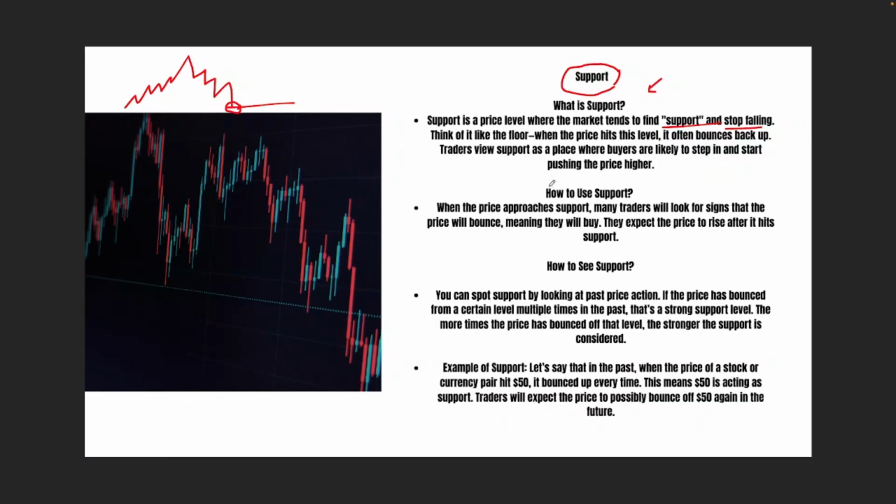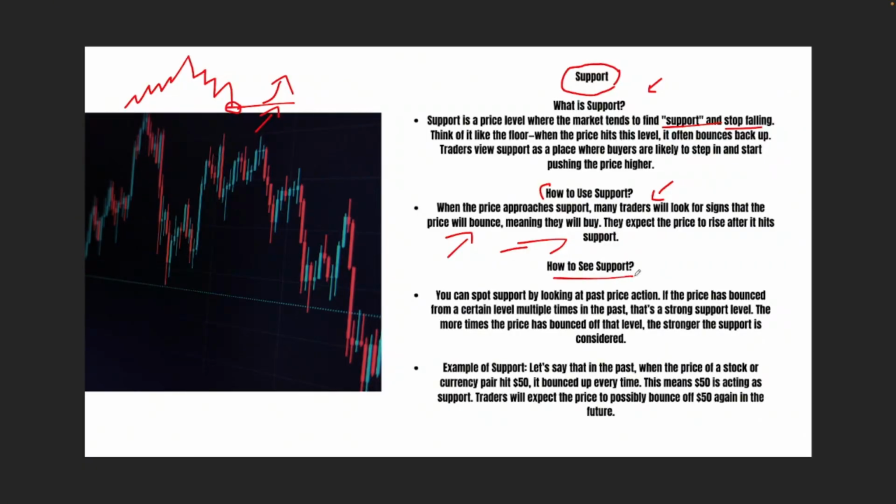Now, how to use support. Whenever price approaches an area of support, which is this case over here, this is where many traders are looking for setups, which is going to be a bounce play. Meaning that they are looking for buy opportunities. They expect price to hit this zone over here and then rise back to the upside. So that is the idea.